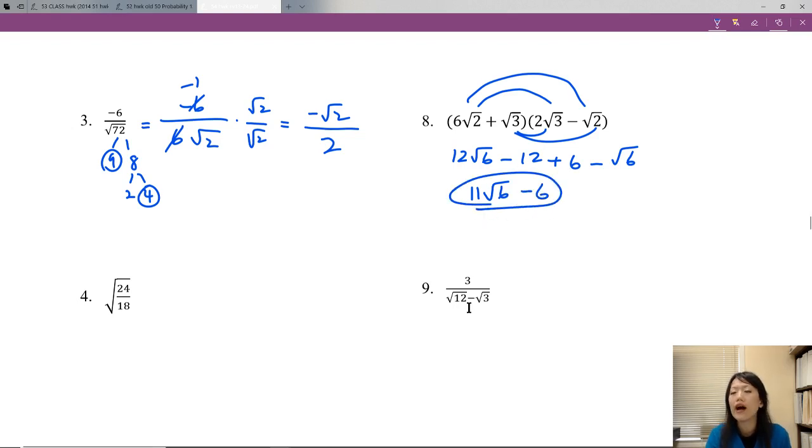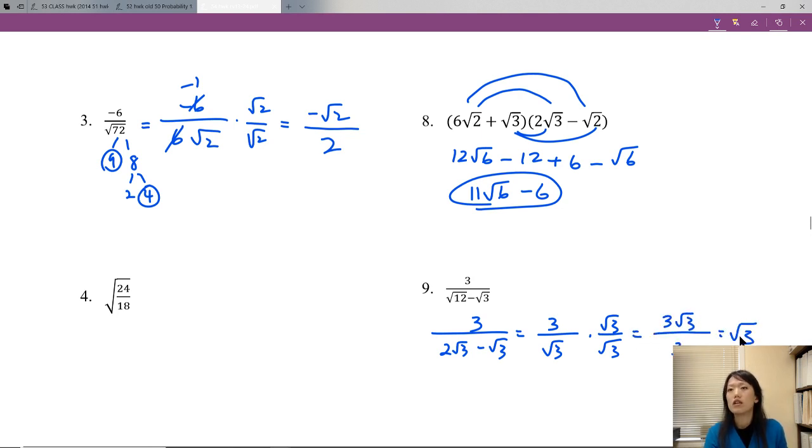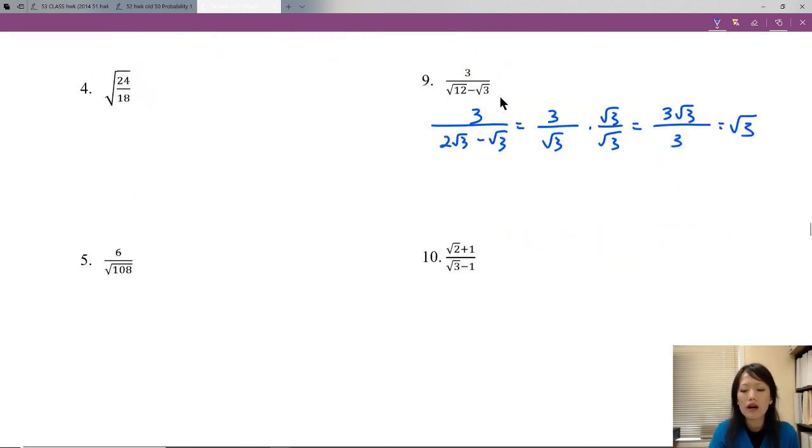Okay, next one, number 9. What's the best way for number 9? FOIL, right? This one is just a FOIL question. But number 9, what do you think? Always simplify the root 12 before you do conjugates. So what's root 12? 2 root 3. And then, when you get to there, you don't even have to conjugate, right? Because it's a like term. So it ends up being just root 3. And you could just times by root 3 top and bottom. So we end up with 3 root 3 all over 3. So the answer is just root 3. The 3 cancels, right?